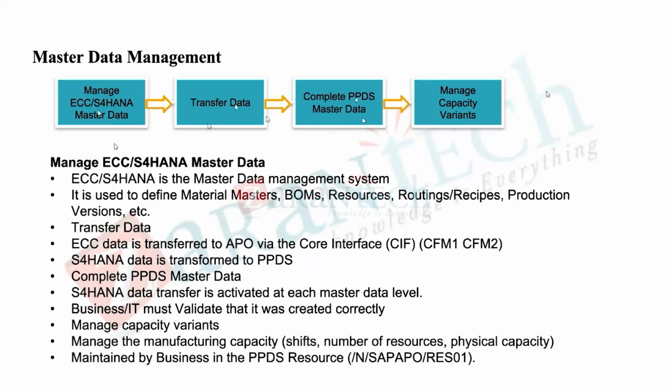Correct. So it goes through roughly these four steps: you create, then you transfer or enable it for activation, then you complete the data. There is something additional to the completeness actually, which I am forgetting, but let me recall. And finally, you manage the capacity variants.